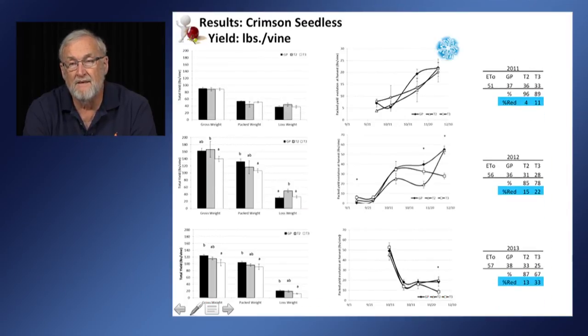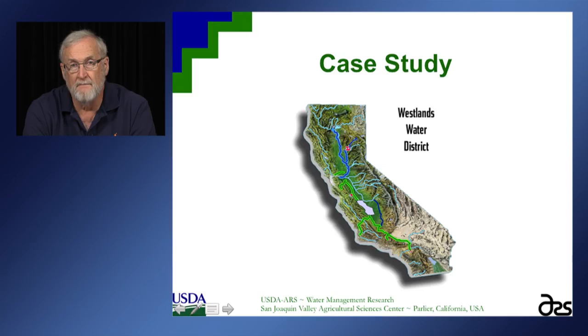The Crimson Seedless, basically the same takeaway message. We could look at a 15 to 20% reduction in applied water. Yields are maintained. The interesting part of this particular study was that Crimson Seedless is a red grape, and color development is critical, and the deficit irrigation improved the color development for this particular crop.